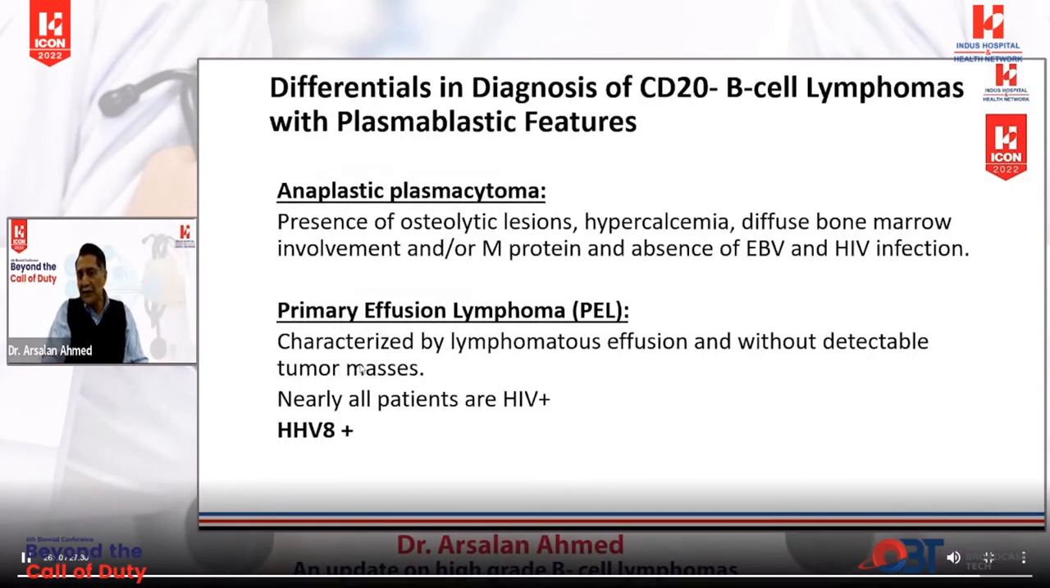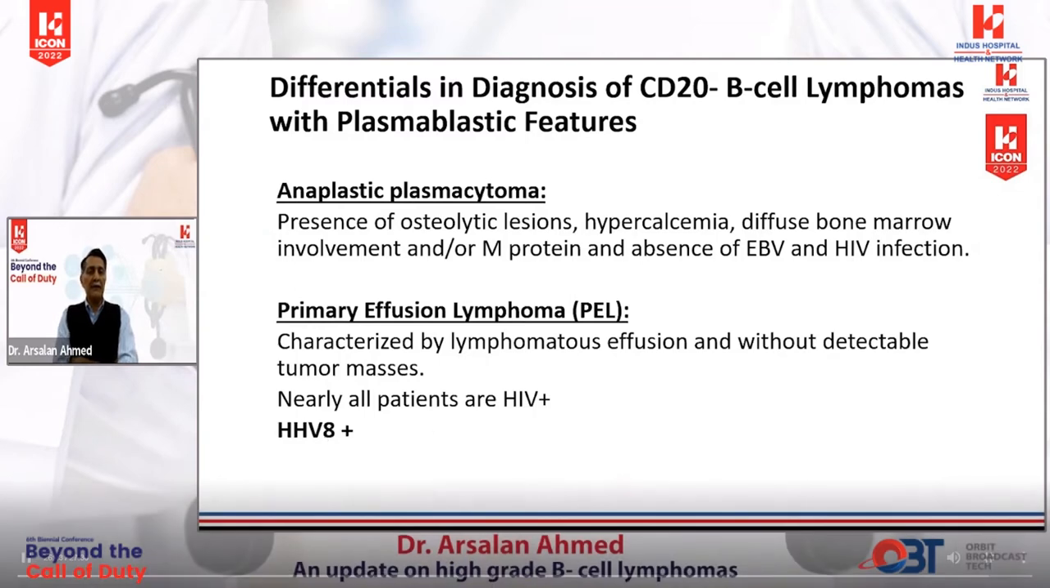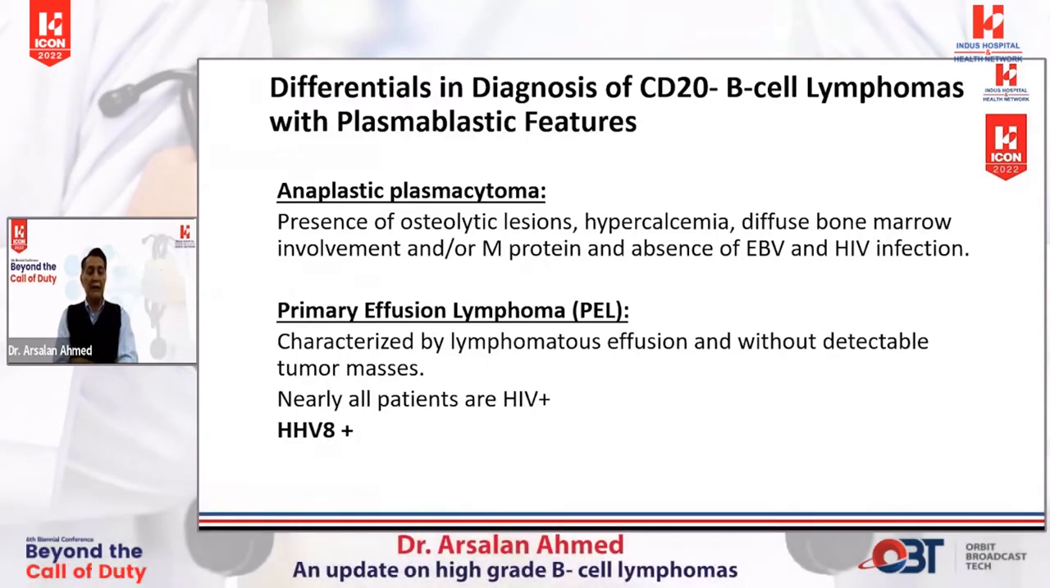Other differentials: when I think of ALK-positive large B-cell lymphomas and plasmablastic lymphomas, since they are all CD20 negative and have to be called B-cell lymphomas, anaplastic plasmacytomas have to come to mind. Primary effusion lymphomas are also a consideration, but they have no detectable tumor masses. Nearly all patients are HIV positive and HHV8 is positive.